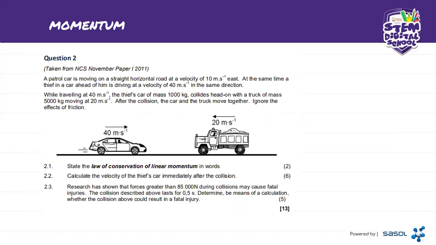So on 2.2, it says, calculate the velocity of the thief's car immediately after collision, right? We've already found that it's going to be in that direction, because this is a huge car. Okay.